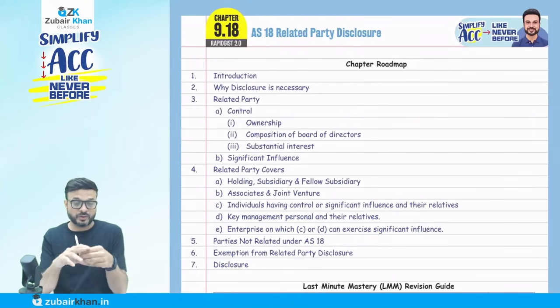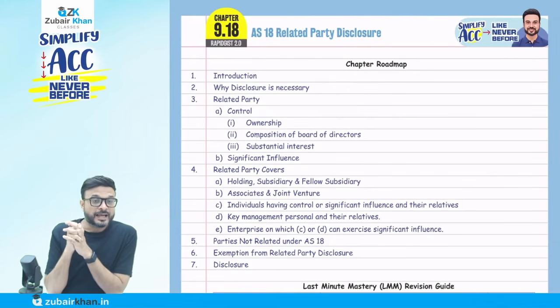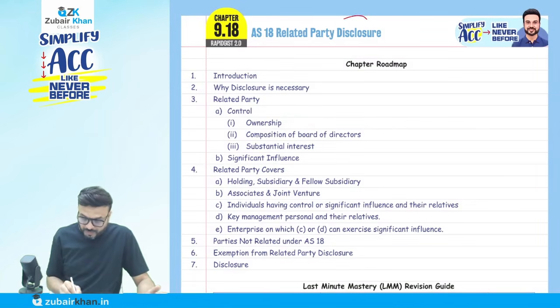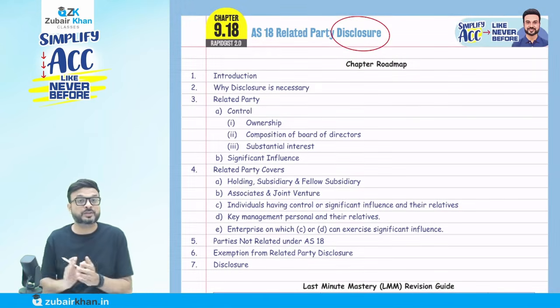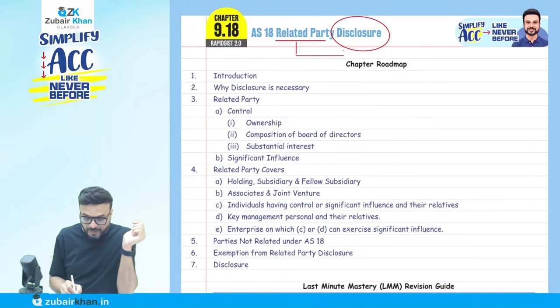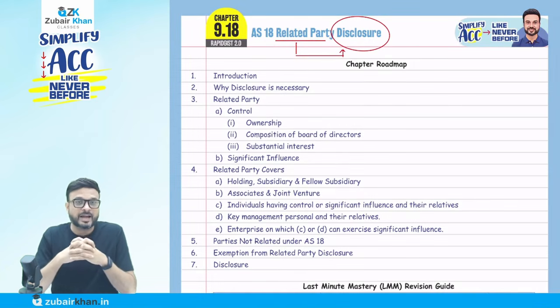Today we are going to do the revision of Accounting Standard 18, that is related party disclosure. As you can see from the name of the Accounting Standard, they talk about disclosure. Disclosure of what? The transactions that they have with a related party. What does it mean here?